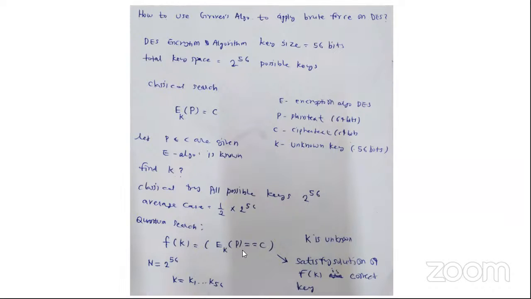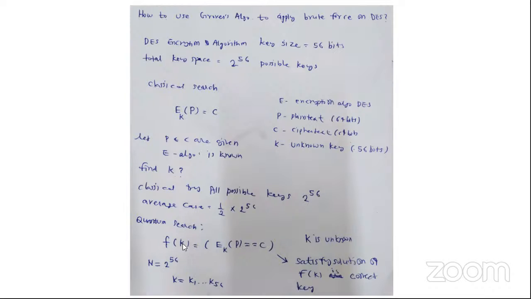And what we are saying here is that there is this function, an algorithm. What is unknown in this function? Only K is unknown. And whenever we apply this Fk, if this is equal to this, then we say it is satisfying. So for the particular correct key, this E_K(P) will be equal to C. For other non-correct keys, it will not be equal.